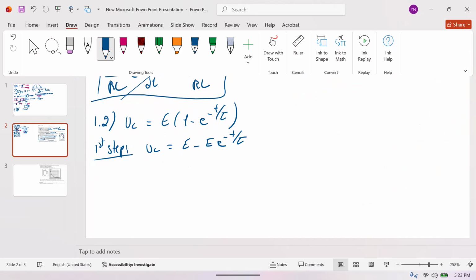Now, the second step you have to do is find the derivative, duc over dt. The derivative of a constant, the derivative of E, would be 0, it's a constant. Now, the derivative of this term here, you tell me E is the same as the E we just talked about, so it's 0? Of course not, because E is multiplied by the variable. So if the constant is multiplied by the variable, we cannot simply remove it. So I will keep minus E.